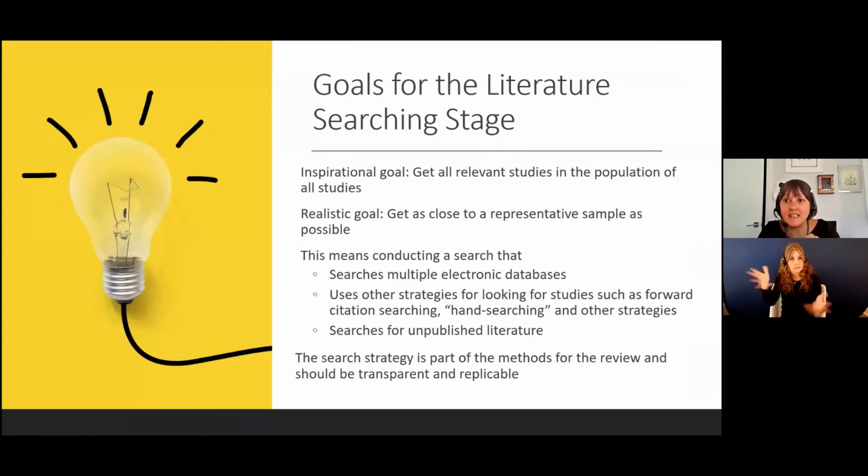In order to make the case that we have done a good job of searching the literature, we need to search the literature using a number of strategies. This means searching multiple electronic databases. This means also using other kinds of strategies outside of electronic databases. For example, forward citation searching, what we call hand searching, which is looking at the list of articles published in particular journals, and other kinds of strategies. It also means searching for unpublished literature, and I'll talk about that in a second. It's also important to remember that the search strategy is part of the key methods for systematic review, and those methods should be transparent and replicable.